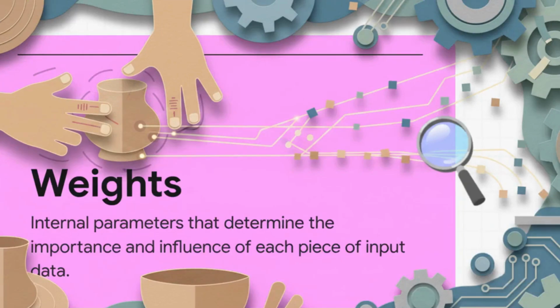The first type of parameter we need to know about is called a weight. The easiest way to think about weights is to imagine the specific pressure being applied by each one of the potter's fingers, right? To make a good bowl, some parts of the clay need more pressure, some need less. Weights tell the AI how much importance to give every single piece of information it gets.